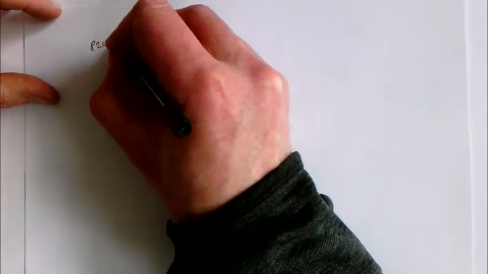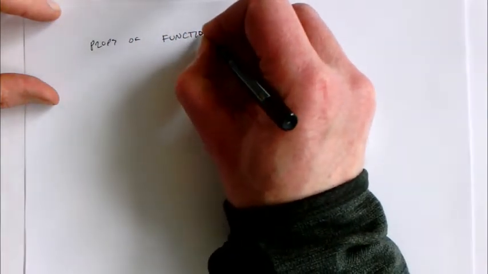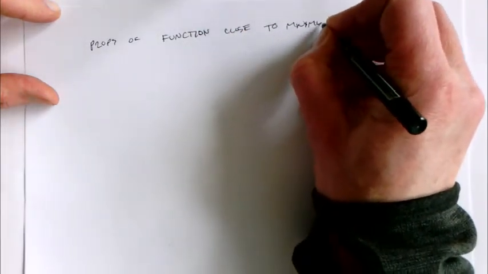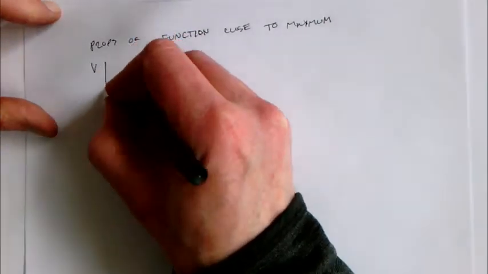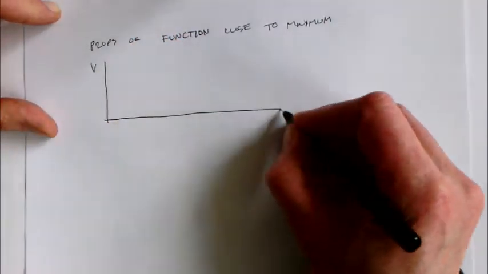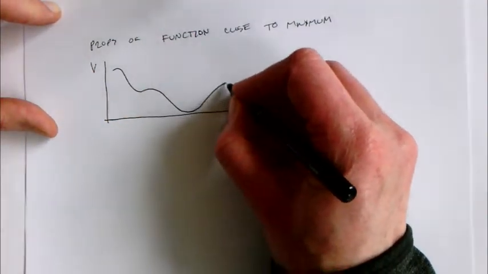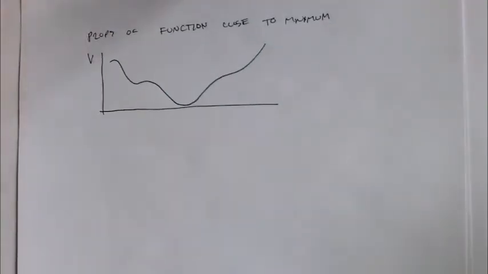So the second part of this is thinking about what the properties of a function are when you're close to equilibrium, or close to a minimum. So let's imagine I have some potential energy, and I'm going to just draw it in one dimension, but you certainly could think about this in multiple dimensions. So here's what my potential energy looks like. It's some more complex shape.